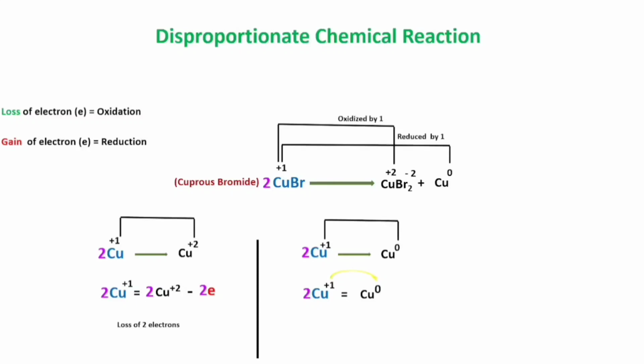But we have to balance both the sides. As one copper atom is gaining 1, so two copper atoms will gain 2 electrons. So the number of reduction is 2.